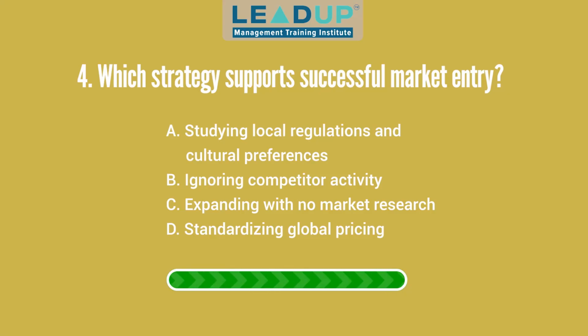Question 4. Which strategy supports successful market entry? A. Studying local regulations and cultural preferences. B. Ignoring competitor activity. C. Expanding with no market research. And D. Standardizing global pricing. The answer is studying local regulations and cultural preferences.